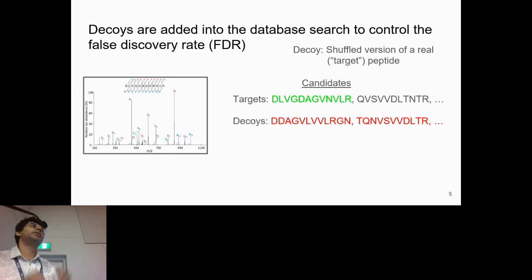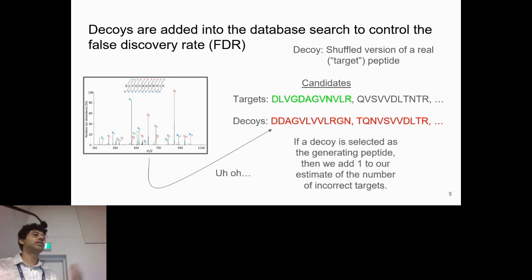So how do we make sure that we're matching to the actual correct generating peptide and not something else that's in this candidate list? We throw in a bunch of decoys in there, which we know are decoys. I've marked them in red. And the idea is, if we have a spectrum that matches to one of those decoys, we know something went wrong. And we can add 1 to our estimate of how many incorrect target matches we have made.